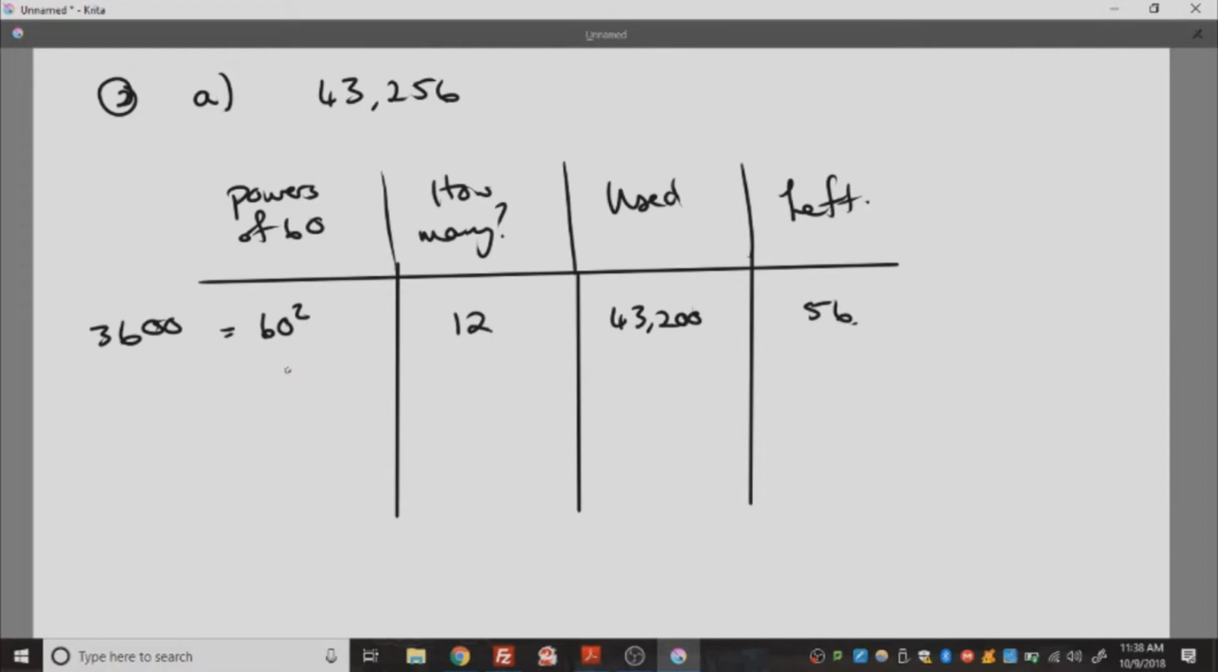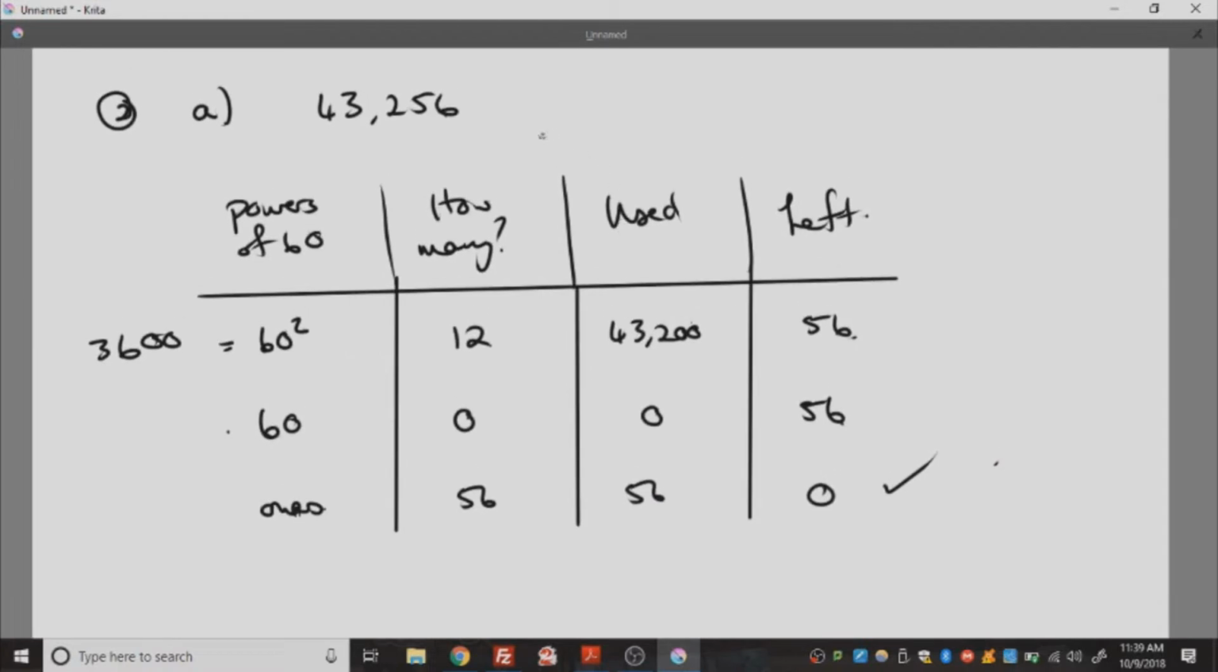But once you start with a power of 60, you have to go all the way down. Can't skip them anymore. So I do have to consider the 60s. Clearly, in the 56 that are left, no 60s can fit. I've used nothing. I still have 56 left. And the ones will take all of them, use all of them, nothing left, done. So that tells me that the original quantity can be split up as 12 groups of 60 squared, 0 groups of 60, and 56 left over.